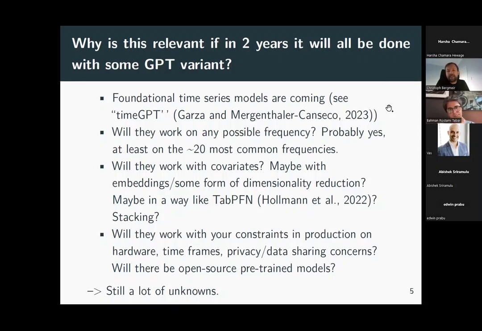You could have 100,000 time series that are all 50 data points long. And they could have all of these different frequencies. You could have yearly series, monthly, daily, half-hourly, minutely, secondly.